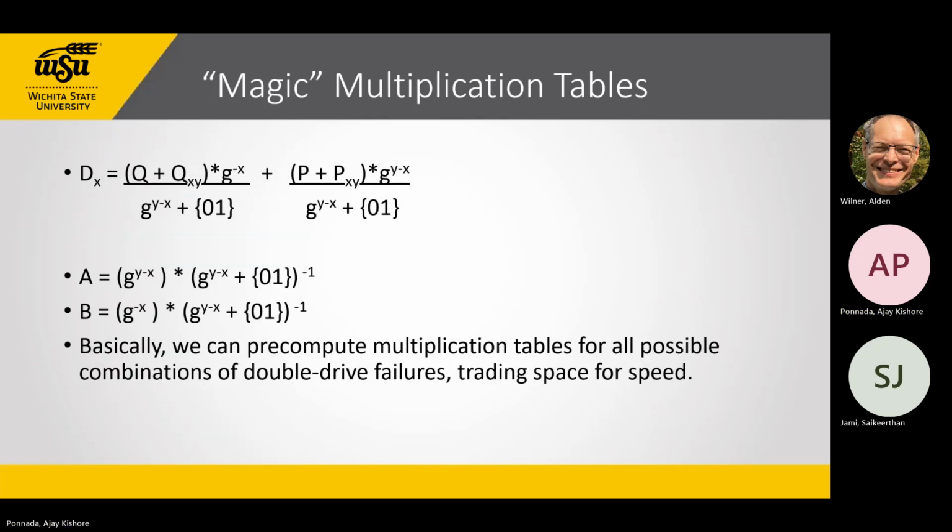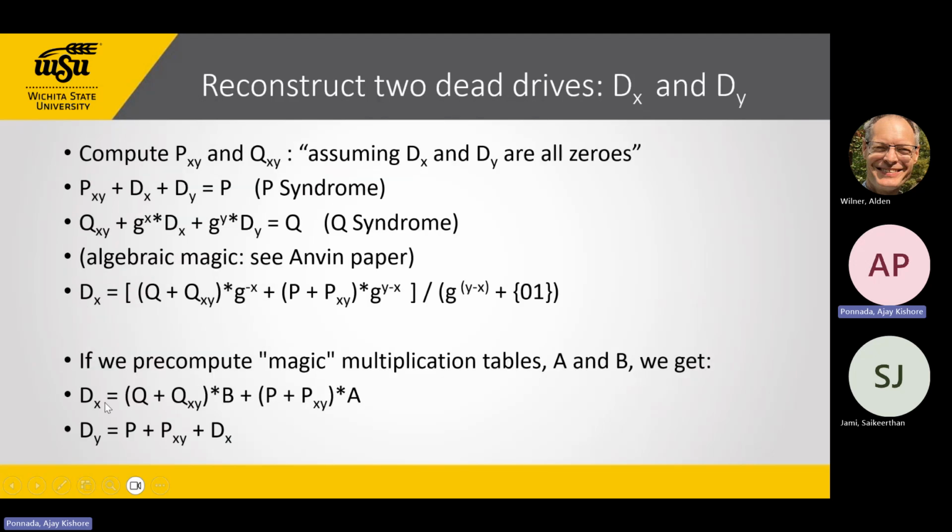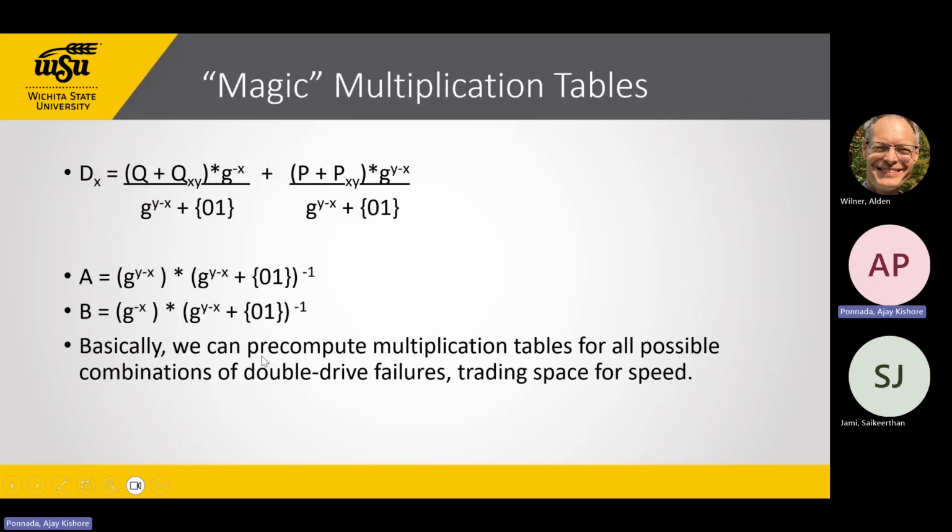Next, the magic multiplication table. So dx equal to q plus qxy times g power minus x by g yx plus 1. This is the magic multiplication table we get, and we get the values of a and b. We just saw how we substituted the values of a and b here. This term by this term is b, and this term by this term is a. That's the same thing here. So basically we can pre-compute multiplication tables for all possible combinations of double drive failures.